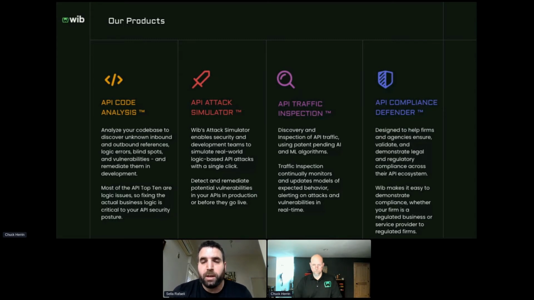Because APIs are the number one attack vector, it is very important for an enterprise to be able to have a tool that monitors the APIs and the API security as reflected in the code to make sure there are no shadow or zombie APIs lying around. So the first tool is the code analysis.